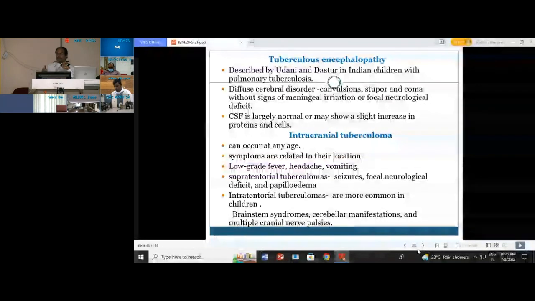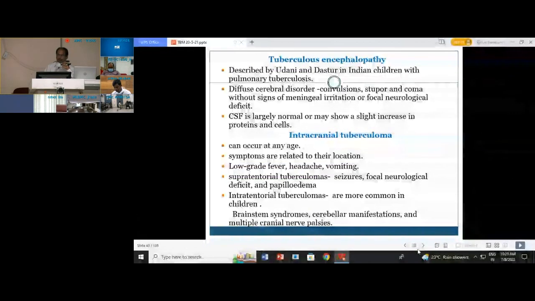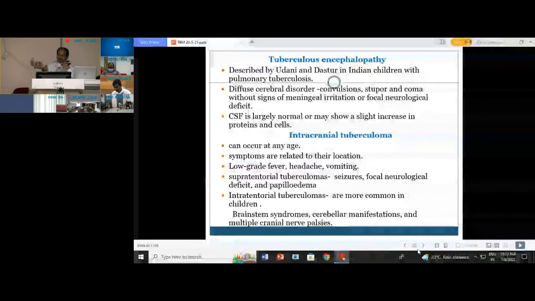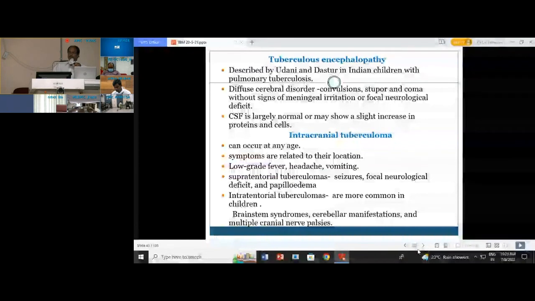They don't have any neck stiffness, Kernig's sign, or Brudzinski's sign. Meningeal signs are absent. CSF is largely normal, almost always normal, or shows a slight increase in protein and cell count. Then coming to intracranial tuberculomas, which are very, very common and which we see very frequently presenting as seizures.